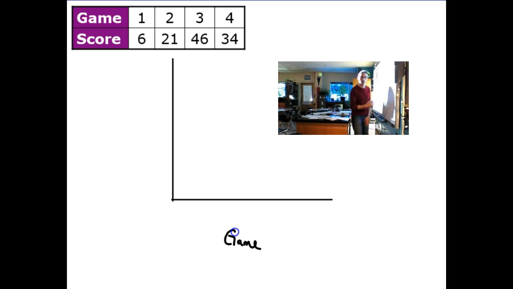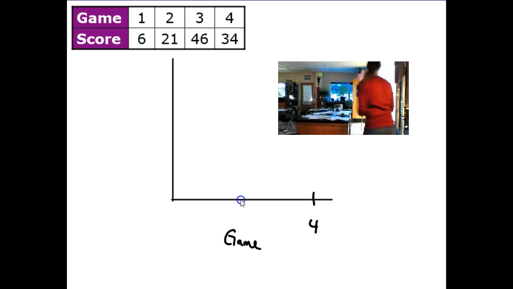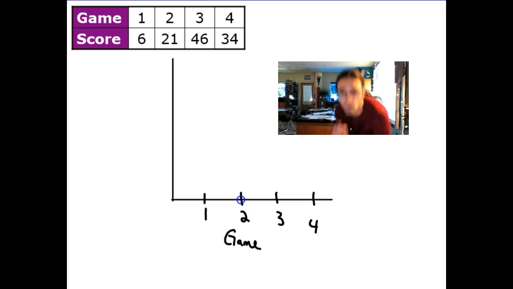I can do this in an easy way. This is going to be game 4. Then I'm going to take this is 0, this is 4. Halfway in the middle right here is game 2. And then I split these in half again for 3 and 1. That's an easy way to make a roughly good scatter plot. Graph paper is a much better way, but I think you get the point.